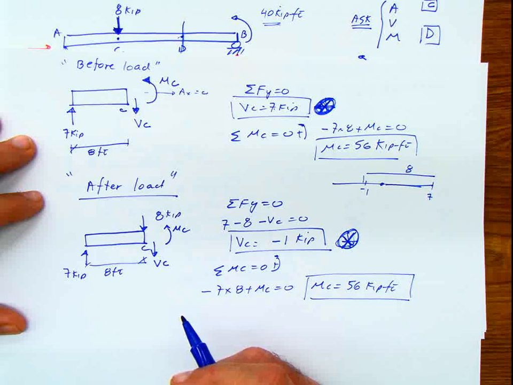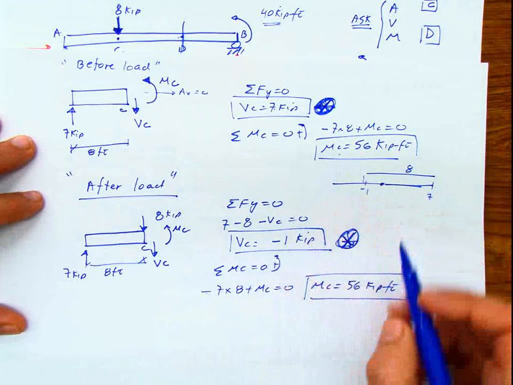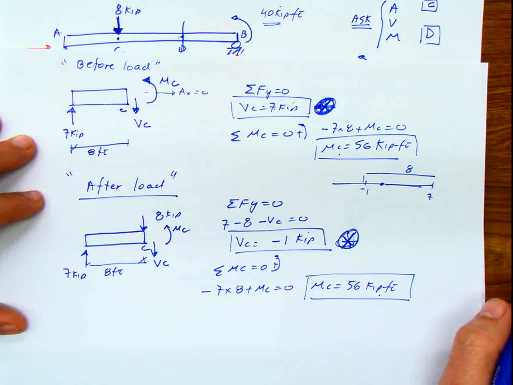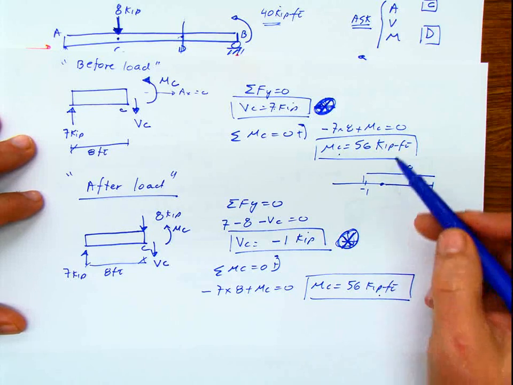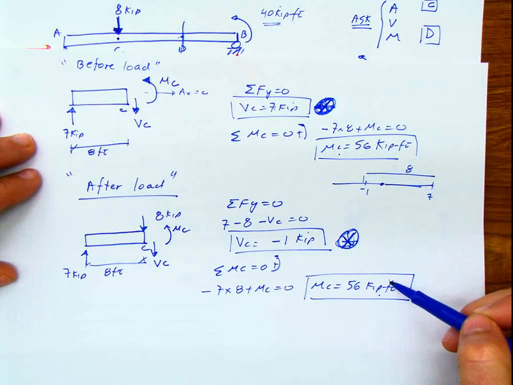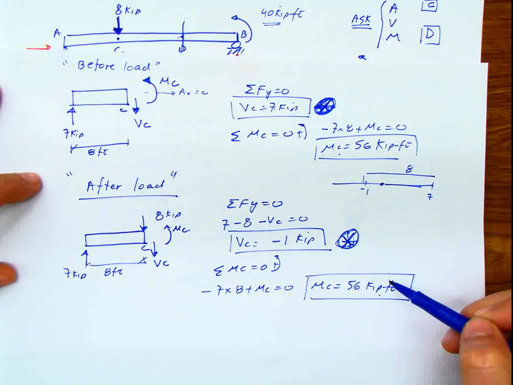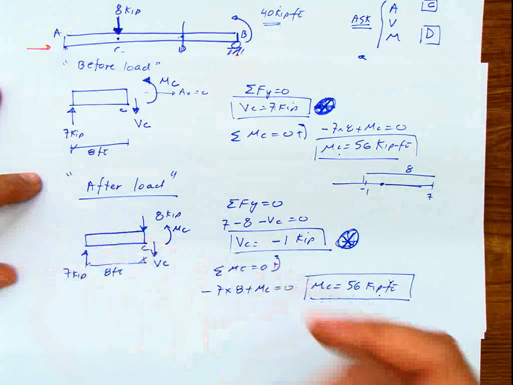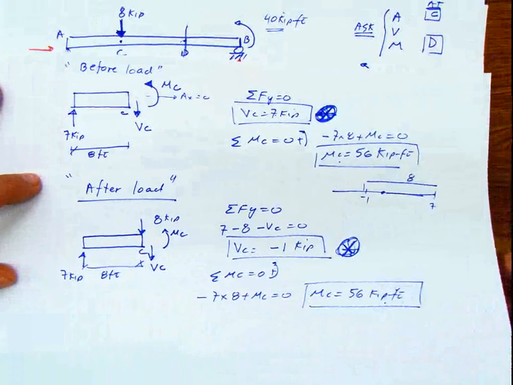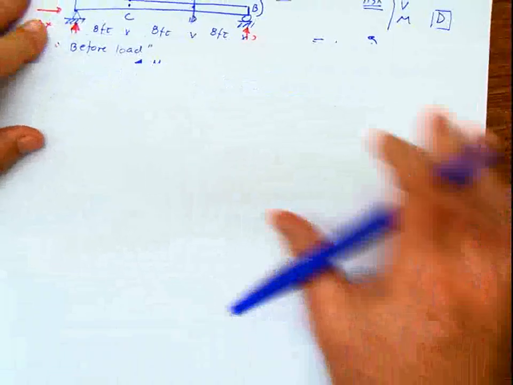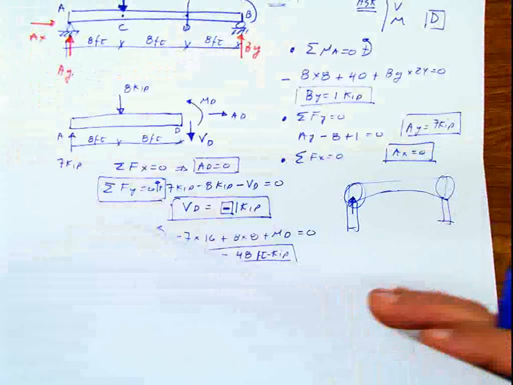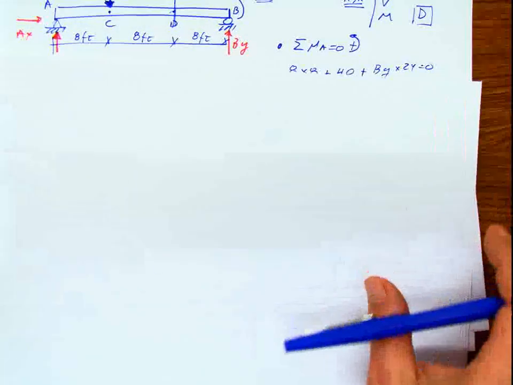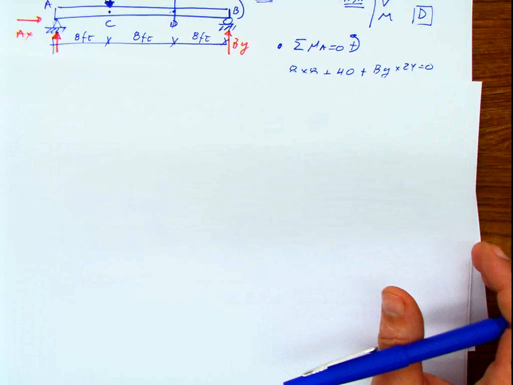But let's look at the moment. Look at this moment and look at this moment. The same. Didn't matter at all. It didn't affect the internal moment at that point, the location of the force. When we do the diagrams, which is going to be the next chapter, we have those values, and what is going to happen is something like this.